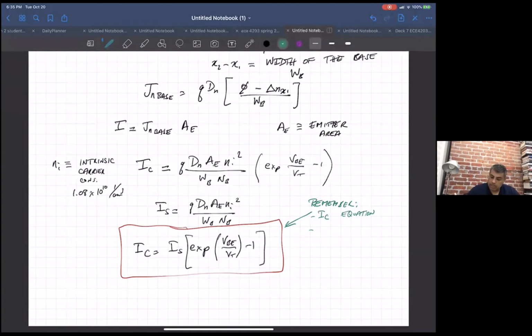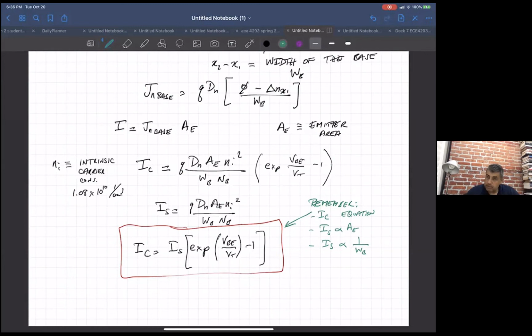Okay, so remember the I sub C equation, and remember the following, that I sub S is proportional to the area of the emitter, and I sub S is proportional to 1 over the width of the base.